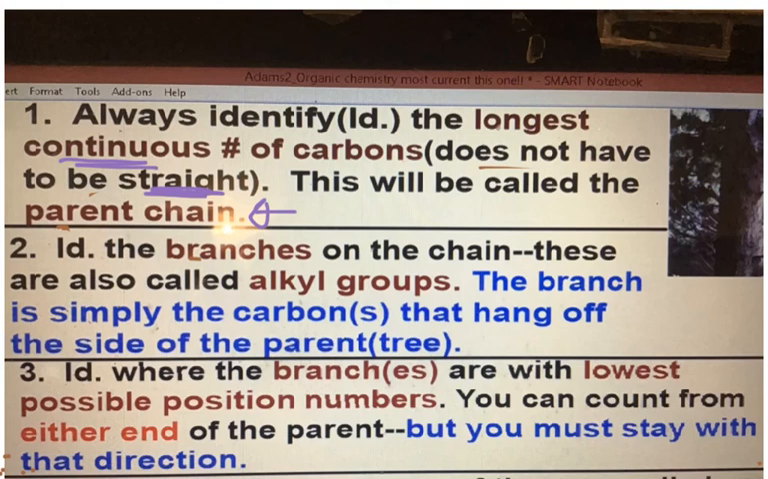Alrighty. Now, for number 3, you want to locate the branches on the parent by numbers. You want to give these numbers the lowest possible positions on the parent chain. You want to use the lowest numbers. So you can count from either direction, from the left or from the right. But whatever direction you choose to get the lowest number, you have to be consistent. You've got to stay with that direction. And as always, guys, we'll do an example in a second.